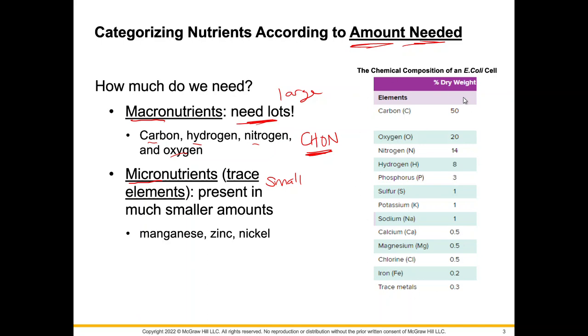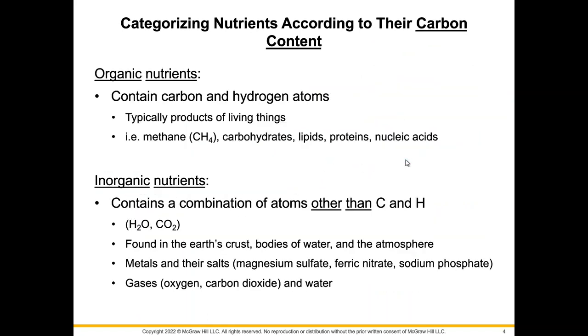This table here from your book illustrates that. So if we look at the title, this is the chemical composition of an E. coli cell, which is a bacterium. So if we look at the four most prevalent elements, we have carbon, hydrogen, oxygen, and nitrogen, CHON. The trace elements are found in much smaller quantities, as you can see here. You do not need to memorize all of these, but I would recommend knowing CHON. So that's categorizing nutrients based on the amount we need.